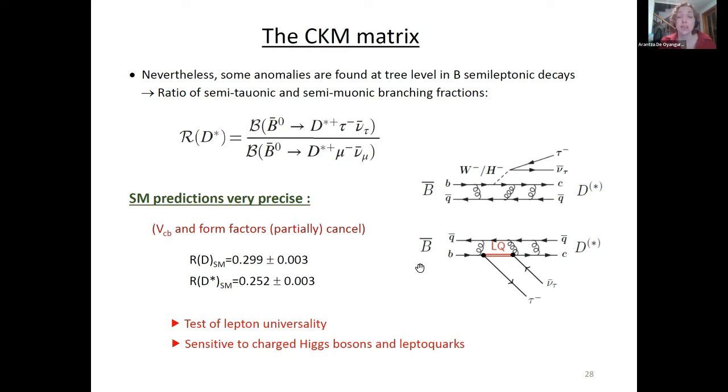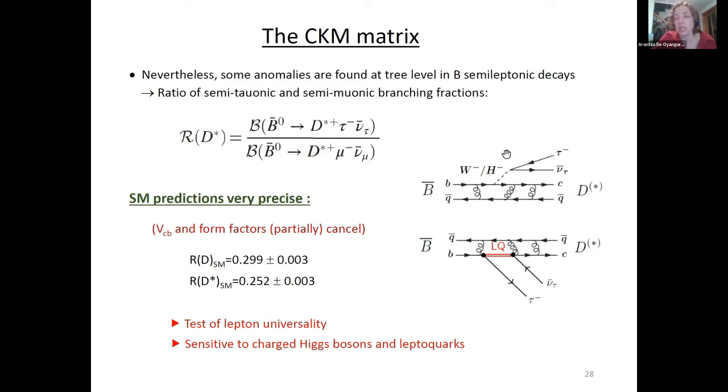It is that the ratio of the semi-tauonic and semi-muonic branching fractions has been measured. Instead of before, when I was talking about B to D star lepton neutrino, where the lepton was a muon or an electron, now I'm talking about B going to a D star, a tau, and a neutrino, with respect to the muon.